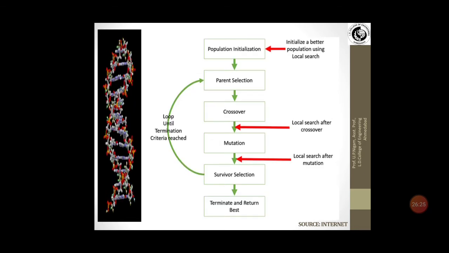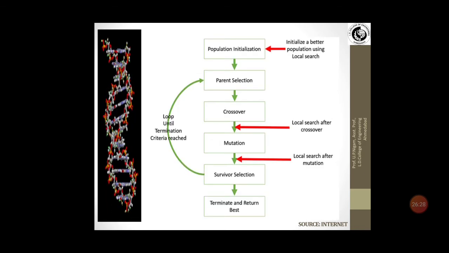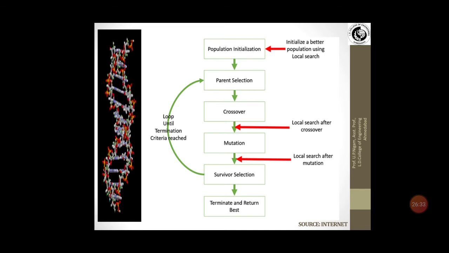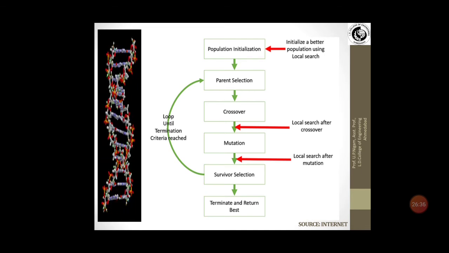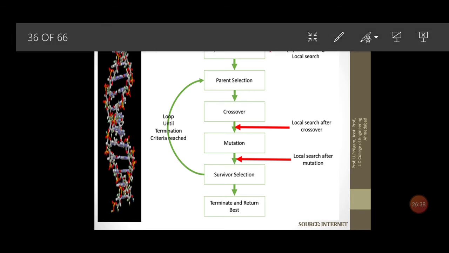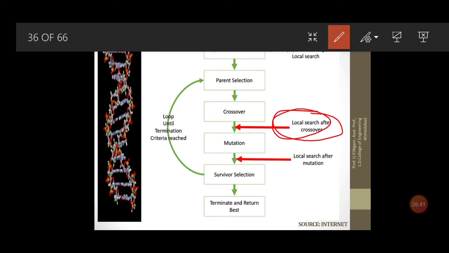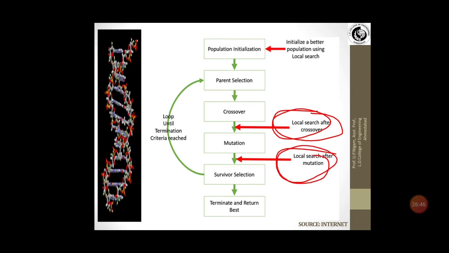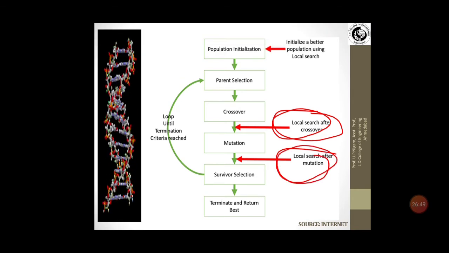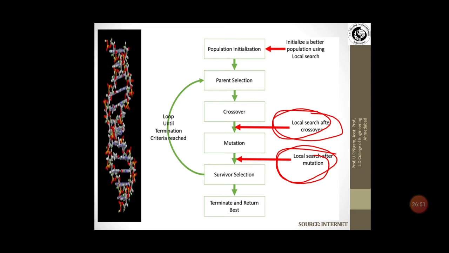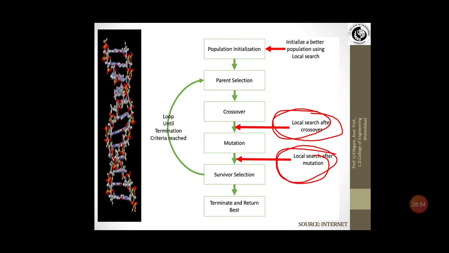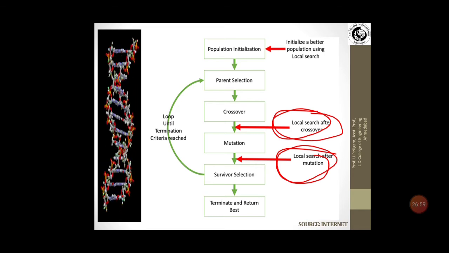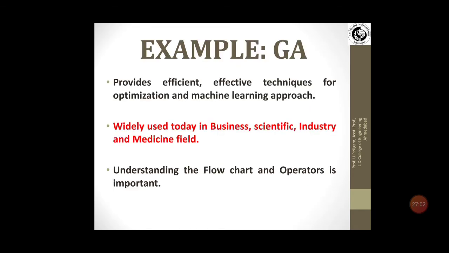We can also reduce the cycle time by introducing local search. After population initialization, parent selection, and crossover, we can go for local search, and then we can also go for local search after the mutation. So these are the things which can reduce the time. Crossover and mutation each have their own importance, as we can have several generation changes and transfers, and trial and error, for reaching a good and optimum solution.